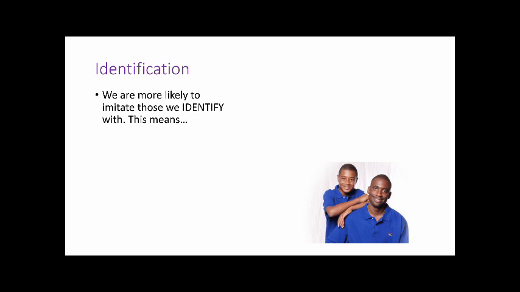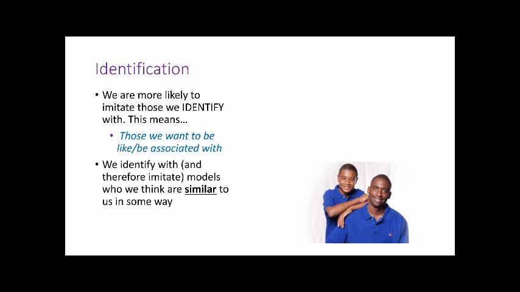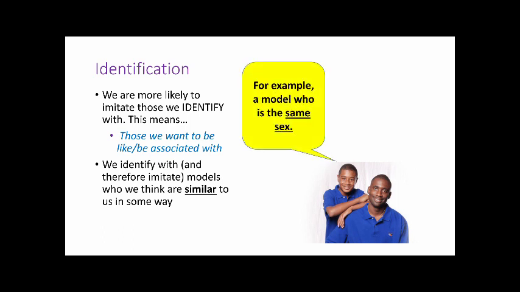Next is identification. Identification means we want to be like or want to be associated with a person, and that becomes a motivation for imitating them. So in the box, just write identification means wanting to be like or wanting to be associated with the model. Now, in order to identify with a model, we have to feel that they are similar to us in some way. For example, we're more likely to imitate same-sex models because we feel that we're similar to them.